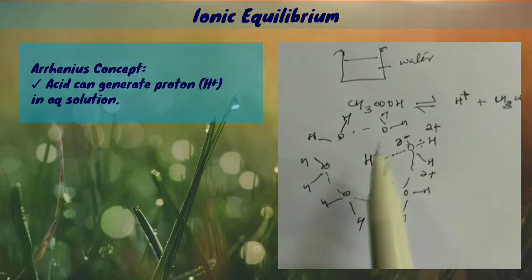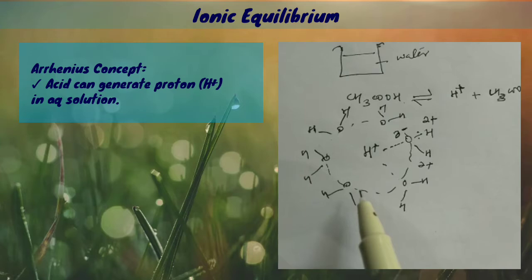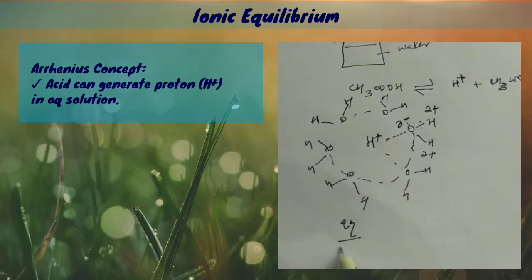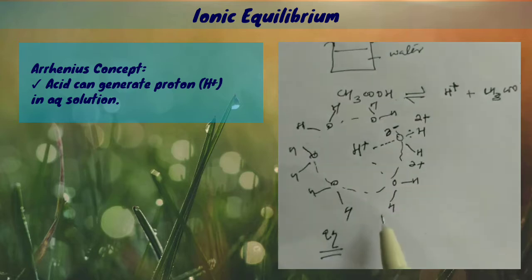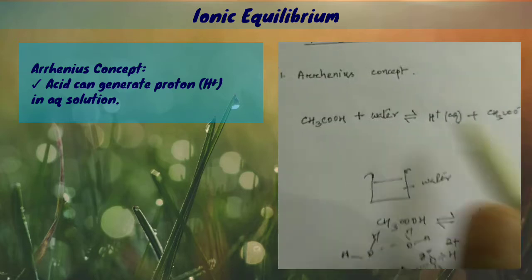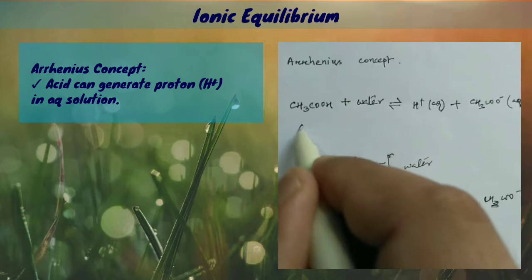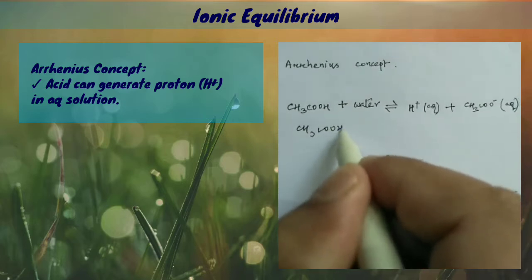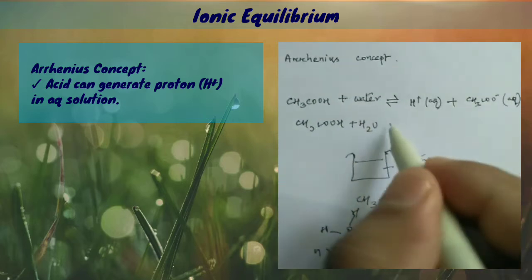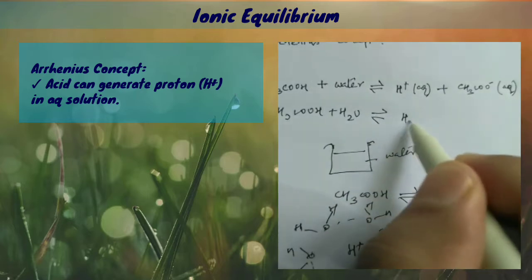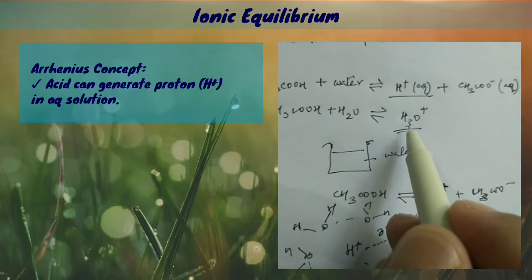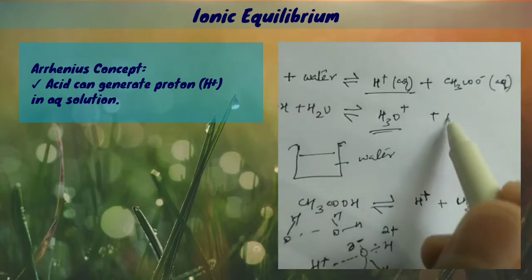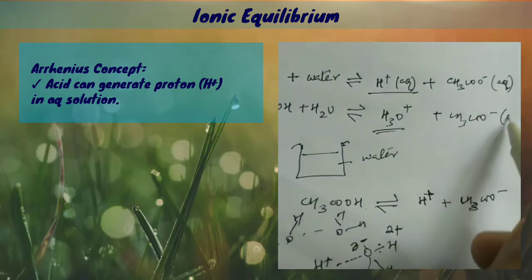And this whole process is represented by this aqueous. So this aqueous is used for this region. Actually, you can also write this reaction like this: CH3COOH plus water, then it will give you H3O+. Actually this is aqueous: H+ aqueous means H3O+, same thing, plus CH3COO- aqueous.